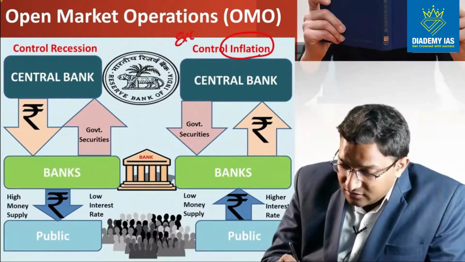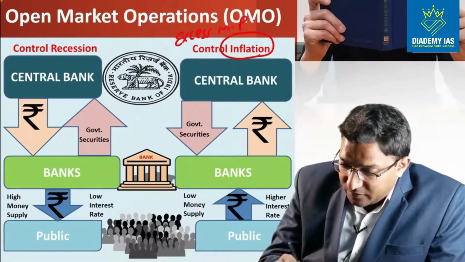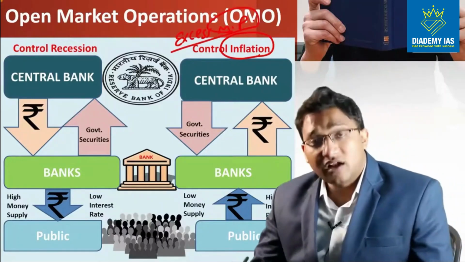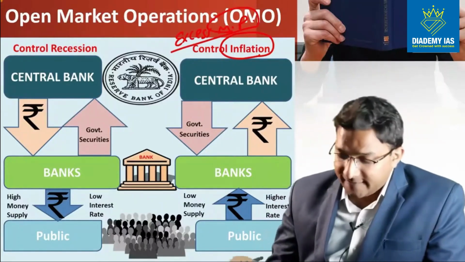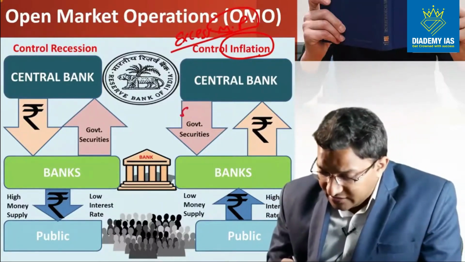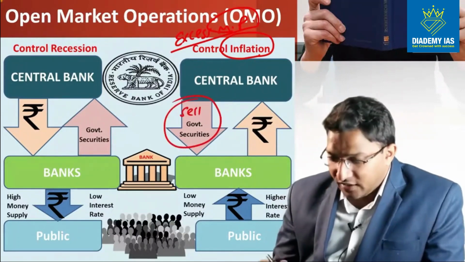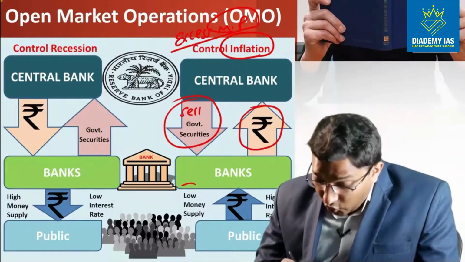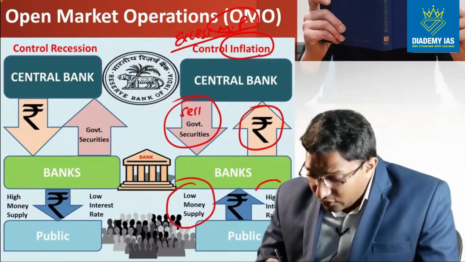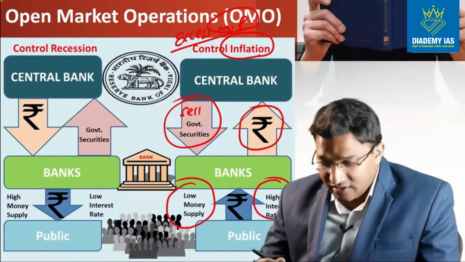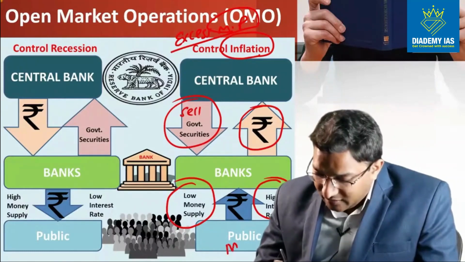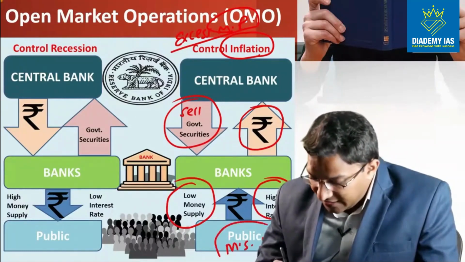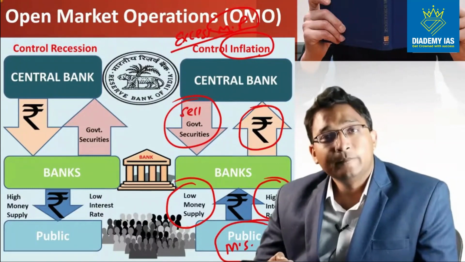So can you see over here, if there is excessive money supply, that means the inflation has to be controlled. The central bank will sell the government security. In return, the bank will give the money to the central bank. Now they have low money supply, or they have to increase the interest rate. Ultimately, the money supply comes down with the public and the inflation is controlled, right?